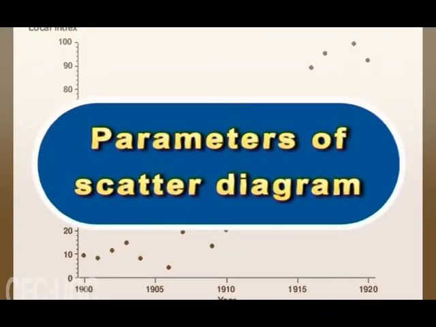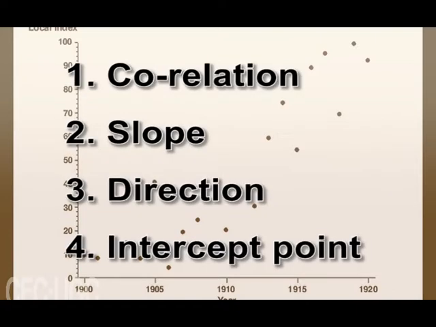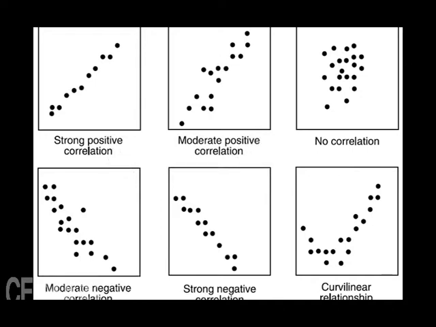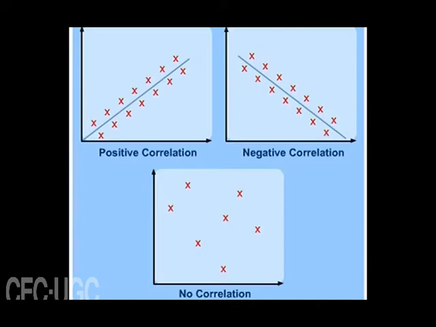Next, we move on to the parameters of the scatter diagram. There are four important parameters in the scatter diagram: correlation, slope, direction, and intercept point. The first one is correlation. Correlation shows the relationship between two variables by displaying data points on a two-dimensional graph. It measures how well the data line up. The more the data resembles a straight line, the higher the correlation.